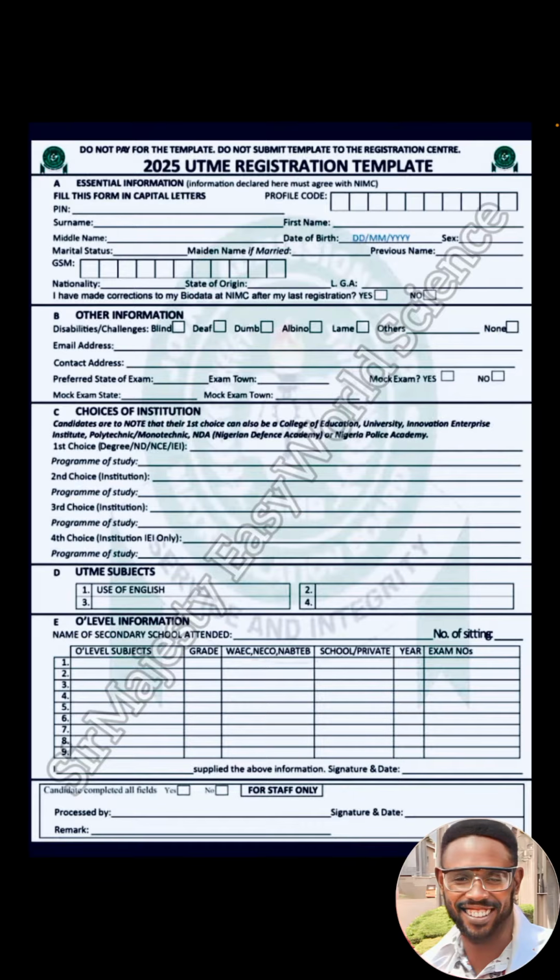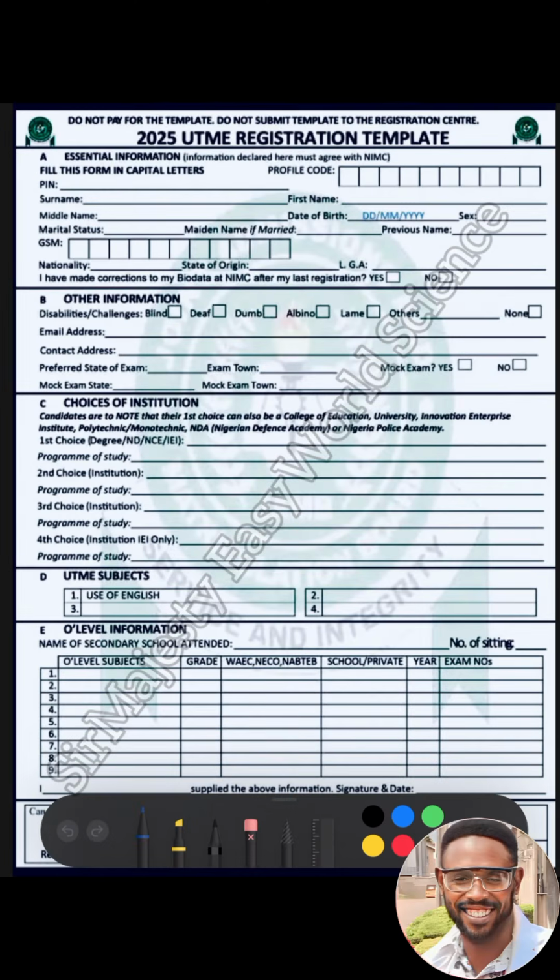Okay, let's put this form in a fillable form. I'm going to be writing on it directly as you're seeing it here. Remember, the instruction is that this form, you have to fill it in capital letters. You are advised to use capital letters. So here we move. I'm going to be handling section A first. Over here is section A. Then we'll go to section B.